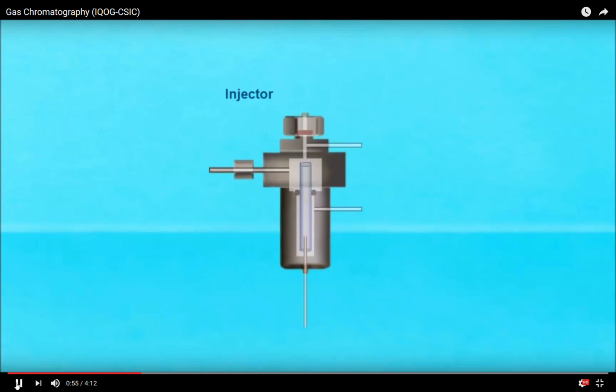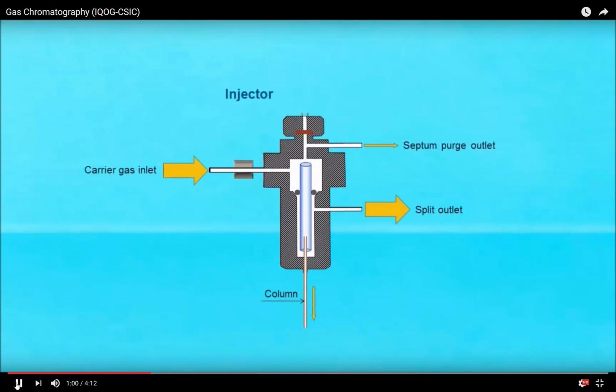Now they're slowing down. The injector: usually in GC you only need a very small volume of the sample because your column is very small and it's a capillary. So the sample goes in with the carrier gas and then there is a split outlet. Most of the sample will go out and some very small amount will go to the column.